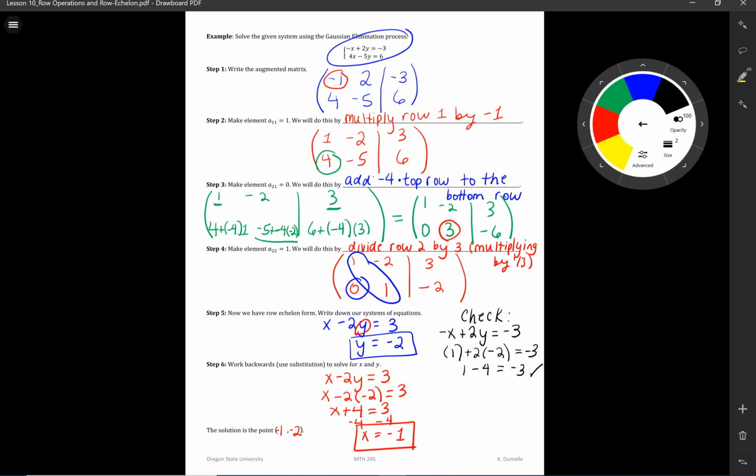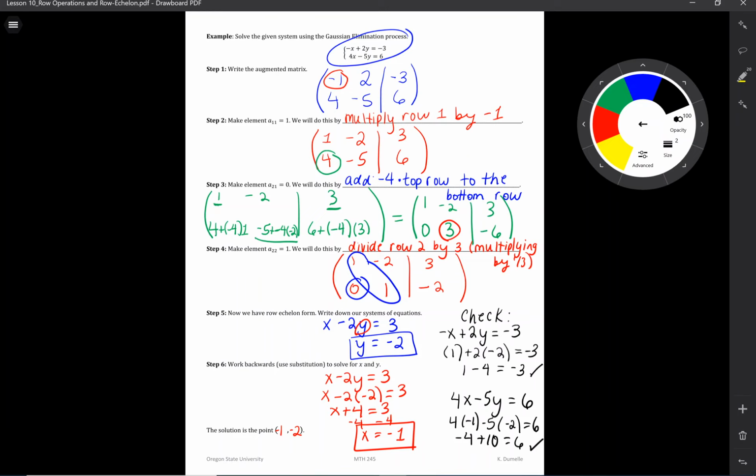Our second equation is 4x minus 5y equals 6. 4x is 4 times -1 minus 5 times -2 equals 6. Well, this is -4 plus 10 equals 6. And that is true as well.